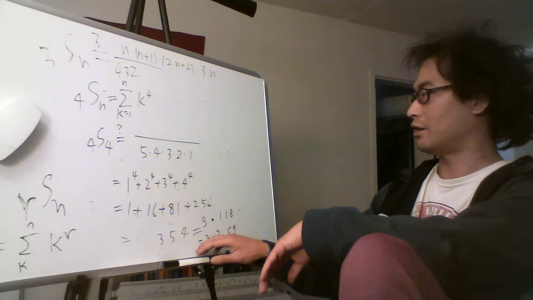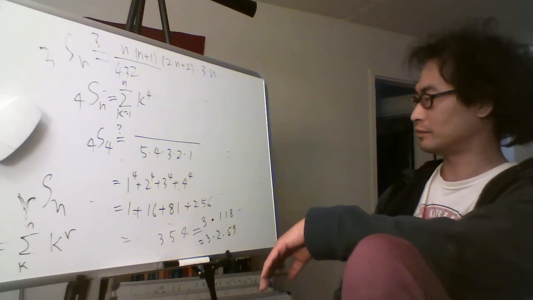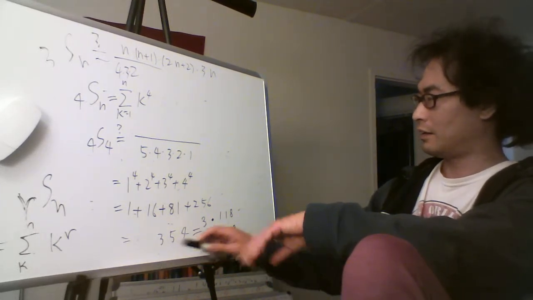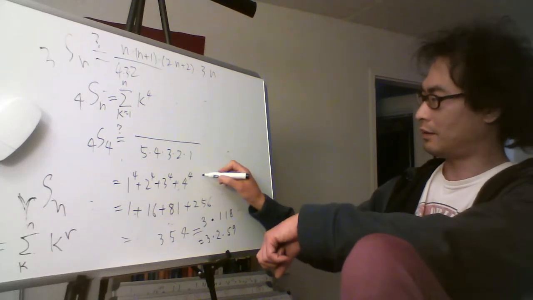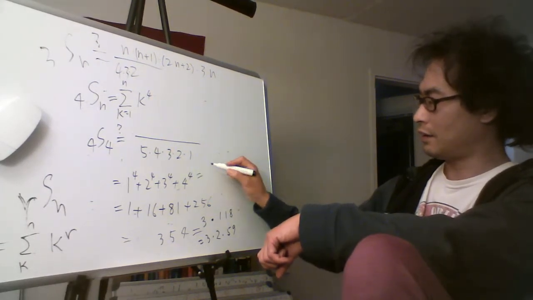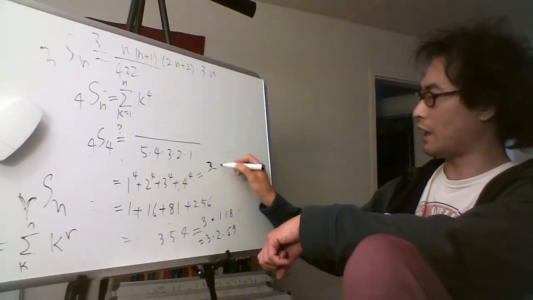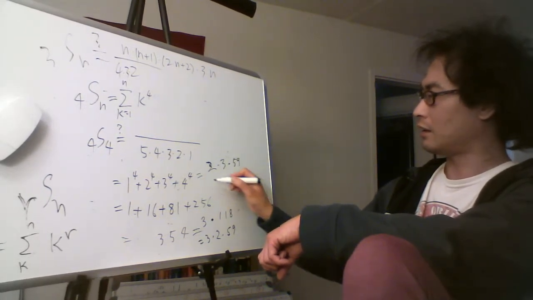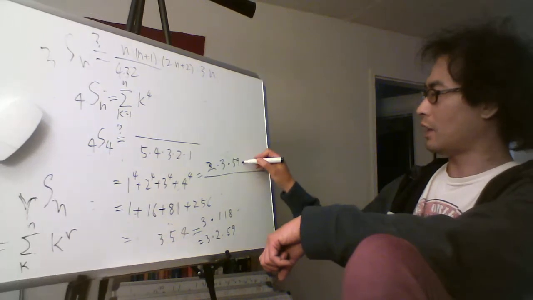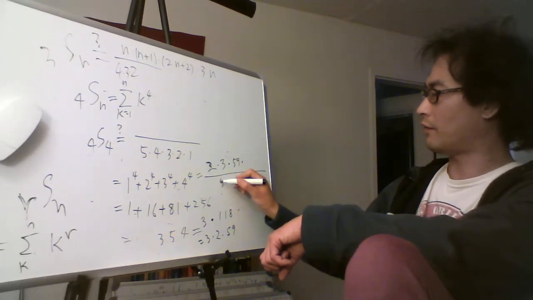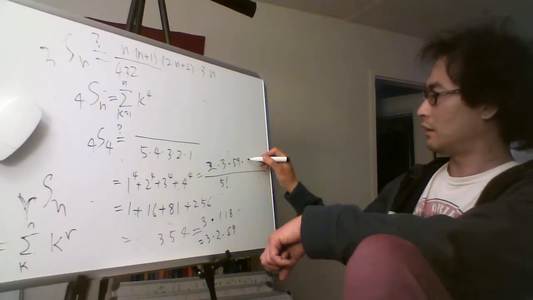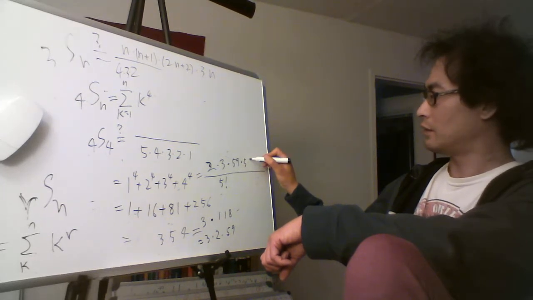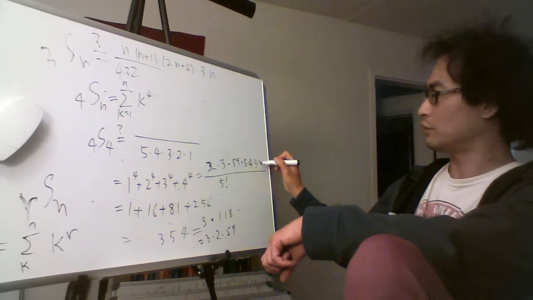We'll take a shot at it. Okay. So this guy. Okay. Three, two times, three times, 59. Okay. And then we have to multiply by, well, 5 factorial, right? Yeah, 5 times, 4 times, 3 times 2. Okay.